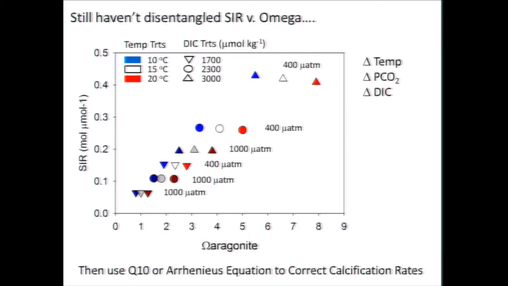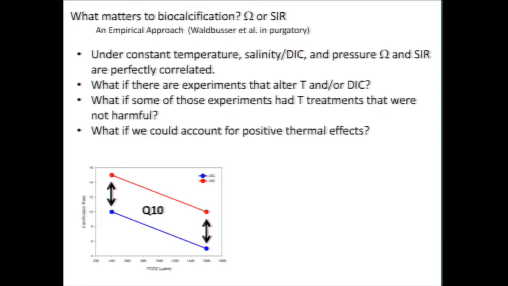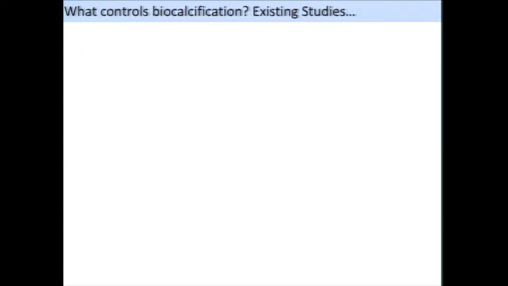Since we know there's this temperature sensitivity, we can use a Q10 to back out the effect, because if we're changing the temperature, we expect vital rates to change. So we back out the vital rate temperature effect and then look at how things respond to these two different parameters. I'm going to jump through this, just to get you to the punchline.